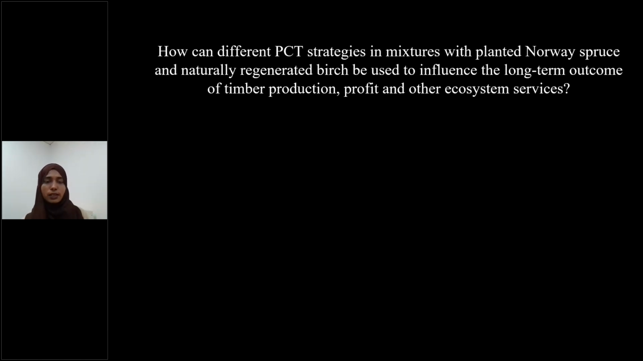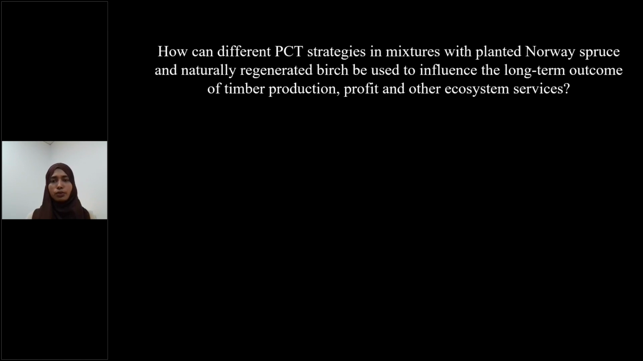As I already mentioned, birch are generally removed during pre-commercial thinning. But recently, the law is that if you want to certify your forest in Sweden, there must be 10% broadleaves in your stand in southern Sweden to be certified, and also 5% broadleaves in northern Sweden during the final felling. So that's why there is a growing interest to develop a mixed forest.